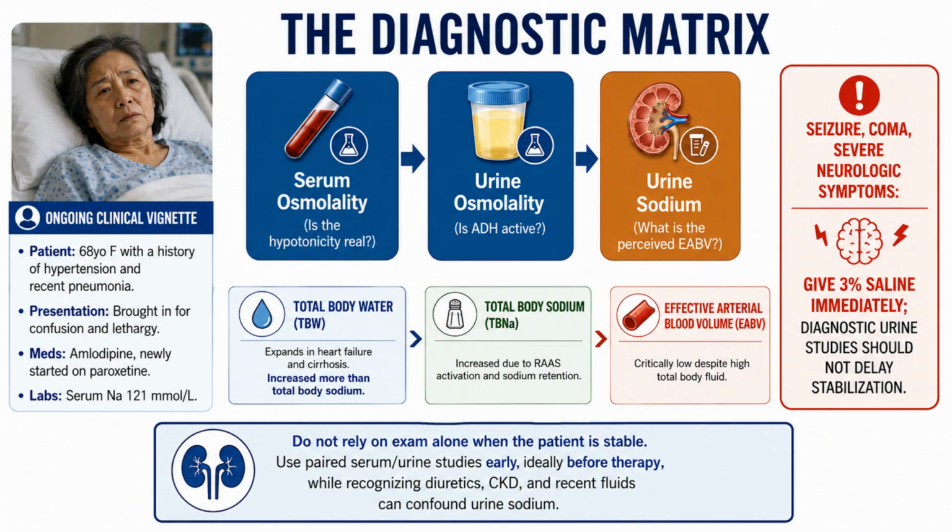But the slide also makes an emergency point. If the patient has seizures, coma, or severe neurologic symptoms, do not wait for urine studies before stabilizing. Severe symptoms require immediate hypertonic saline, while diagnostic samples are collected as soon as feasible.